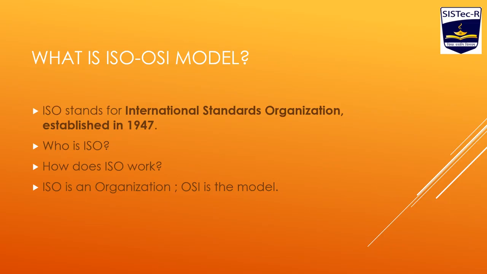They certify an organization's quality management system. The quality management system of an organization will be checked by these organizations, and then they will provide the certification. Once your organization gets certified, it will receive a certification mark that you can use on your stationery and website. This is the procedure of ISO's working. ISO is an organization, and OSI, which was developed by ISO, is a model. OSI stands for Open System Interconnection, which I am going to explain further.